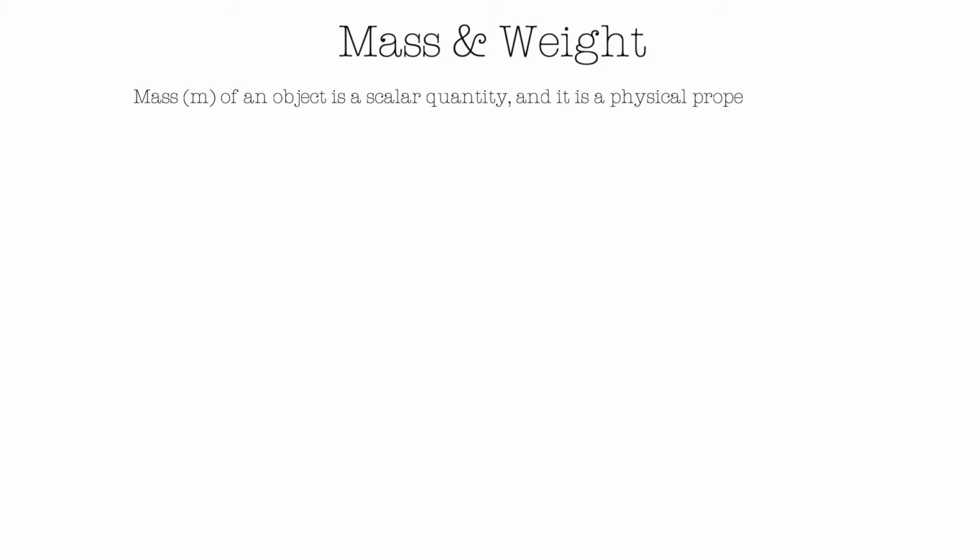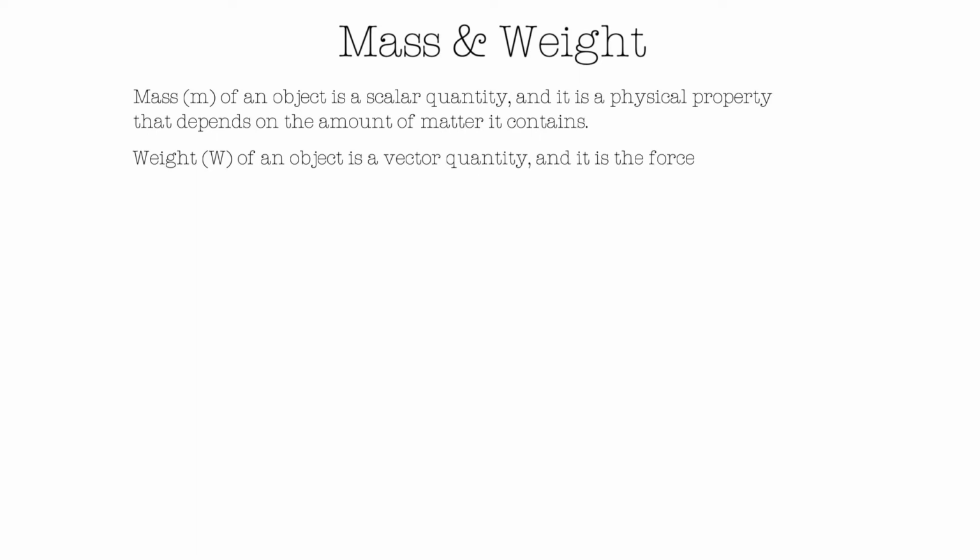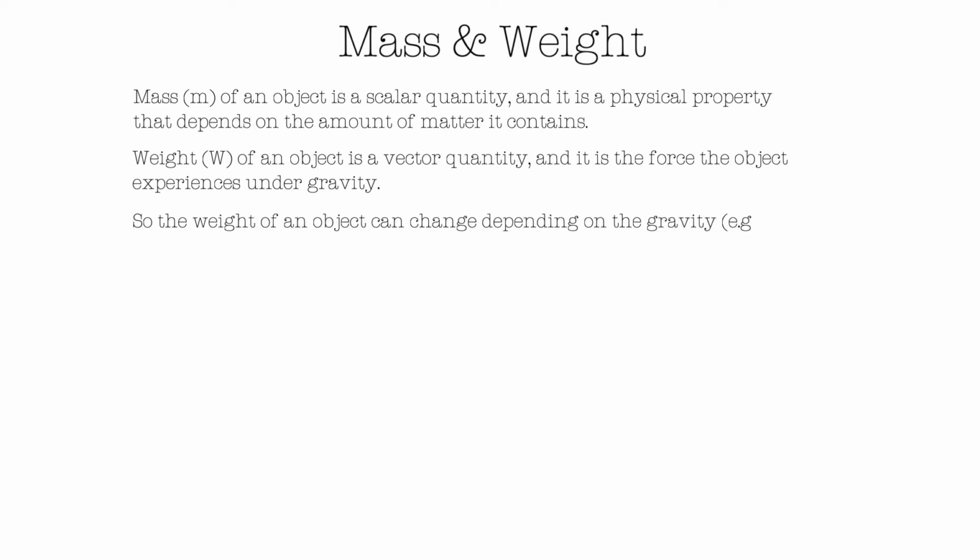Moving on to mass and weight, we can define mass, m, of an object as a scalar quantity, and its physical property will depend on the amount of matter it contains. As for the weight, denoted by the capital W, it is a vector quantity and is the force the object experiences under gravity. This means that the weight of an object can change depending on the gravity. For example, on Mars, the weight of an object of a certain mass would be lower than that on Earth, as the gravitational pull on Mars is much lower. But in any case, the mass of the object will always remain constant.